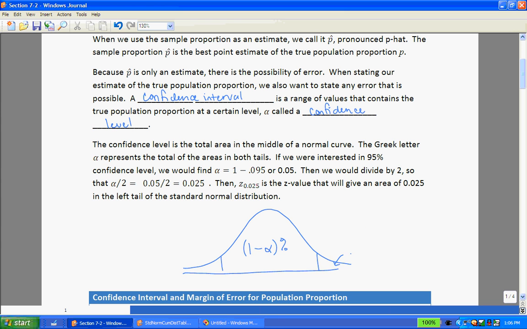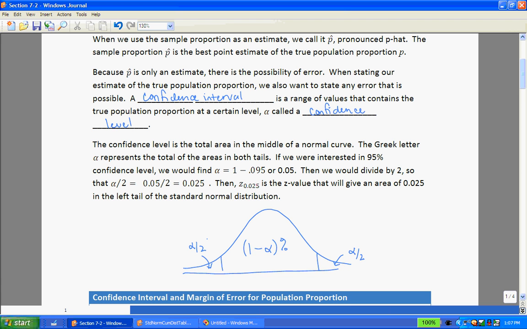So the tails contain the leftover, and that's where alpha comes from. So the Greek letter alpha represents the total area in both tails. Since it's symmetric, we can split it right down the middle, and 1/2 is on the right tail and 1/2 is on the left tail.